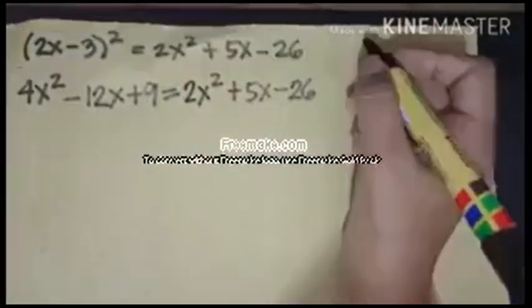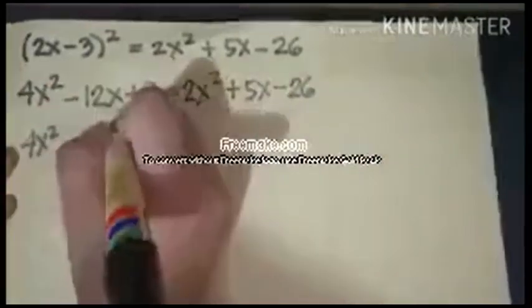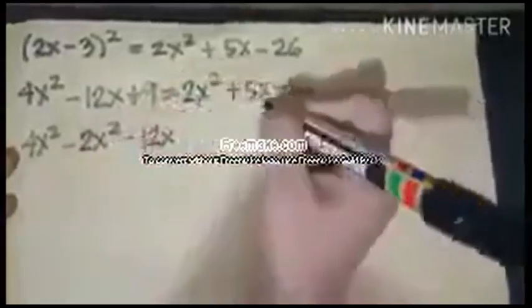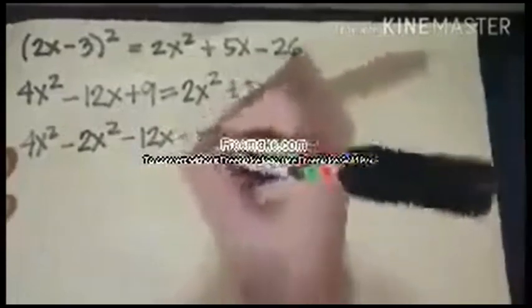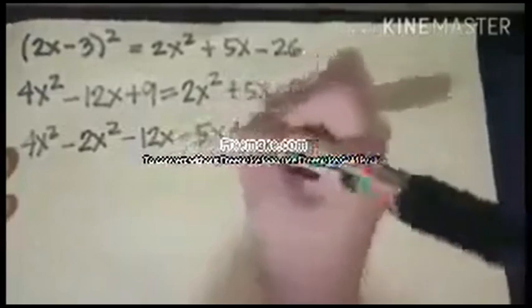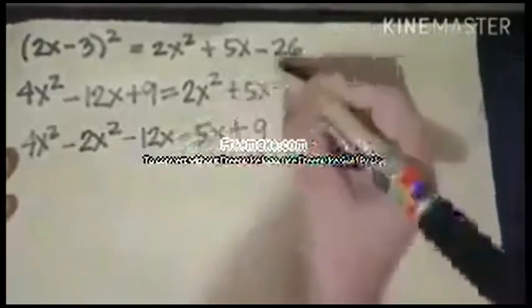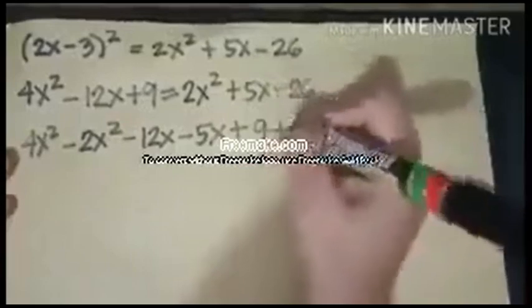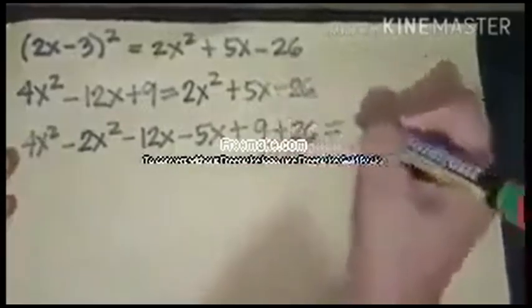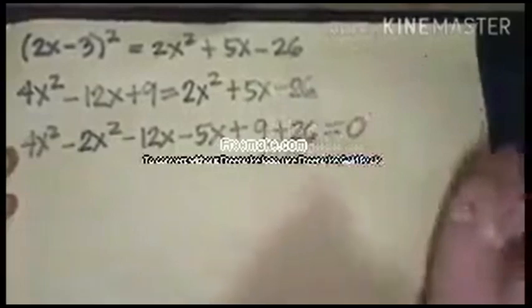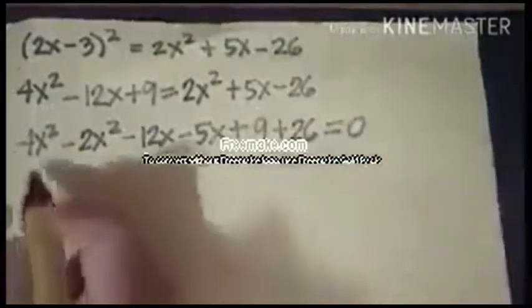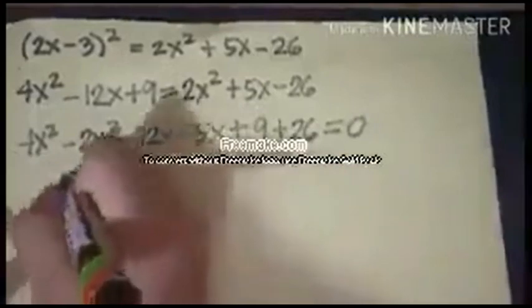Next is for us to combine similar terms. So you have 4x squared minus 2x squared. We transpose positive 2x squared, so it becomes negative 2x squared. Then bring down negative 12x. Transpose positive 5x, so it becomes negative 5x. Bring down positive 9. Then transpose negative 26, so it becomes positive 26. So this is equal to 0. Okay, so we combine all similar terms. So 4x squared minus 2x squared is 2x squared.